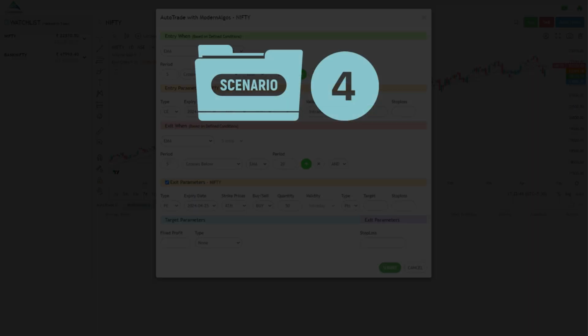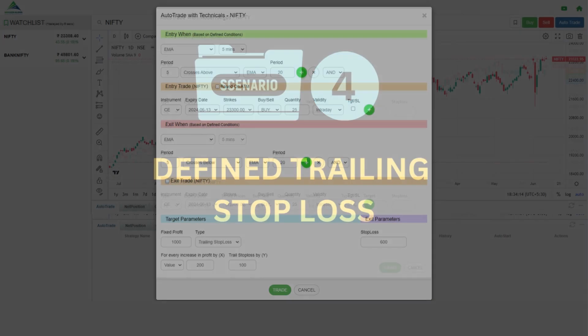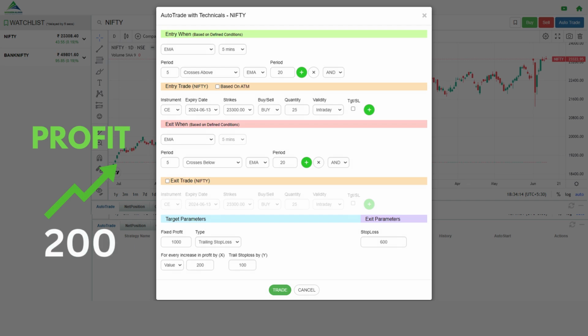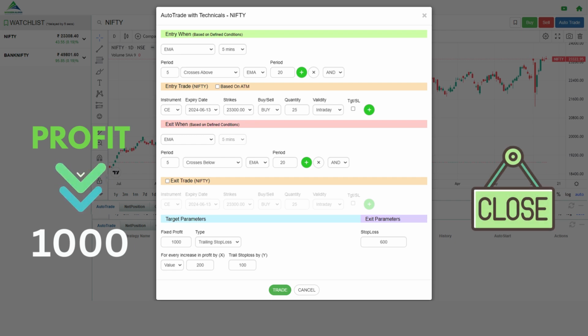Scenario 4. Defined trailing stop loss. In this scenario, say you set a fixed profit of 1000 rupees with X as 200, Y as 100 and a stop loss of 600. For every increase in profit by 200 rupees, the stop loss will trail by 100 rupees. This means when the profit reaches 200 rupees, the stop loss will move from 600 to 500 rupees. If the profit reaches 400 rupees, the stop loss will move to 400 rupees. And once the profit reaches 1000 rupees, the strategy will book profit and close.